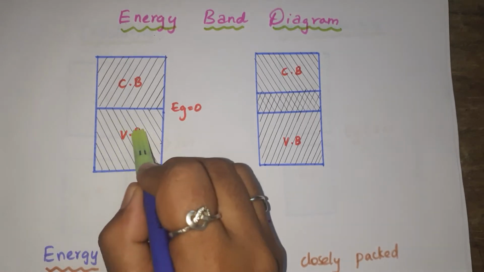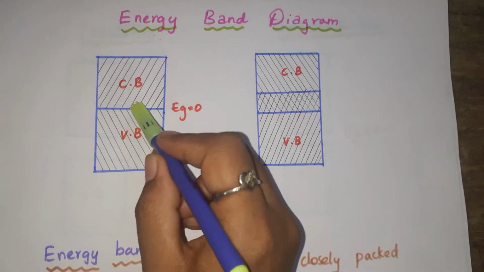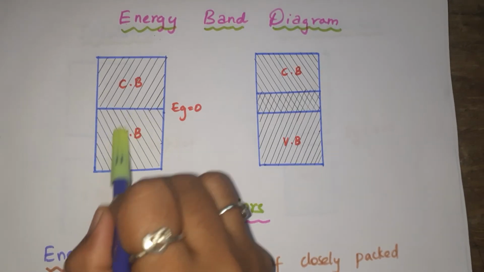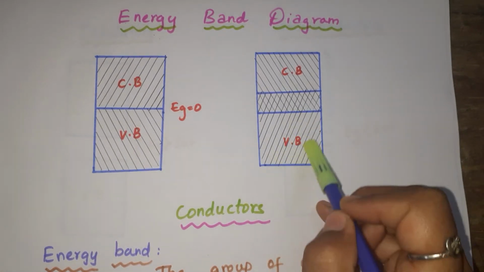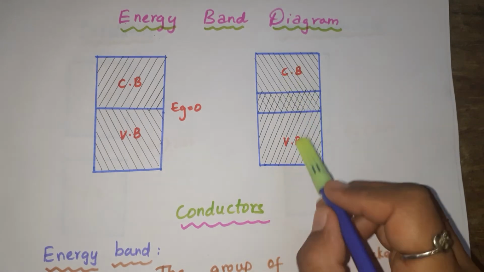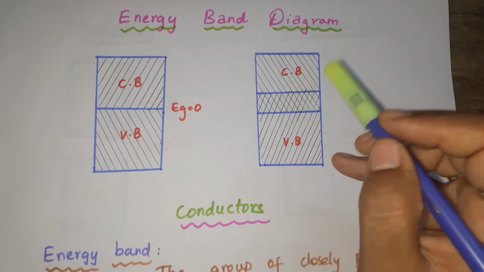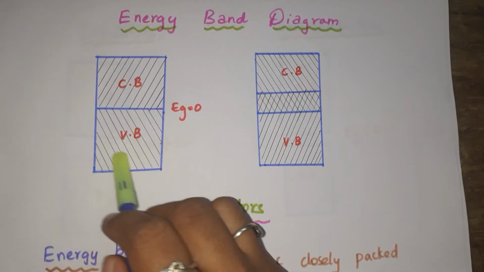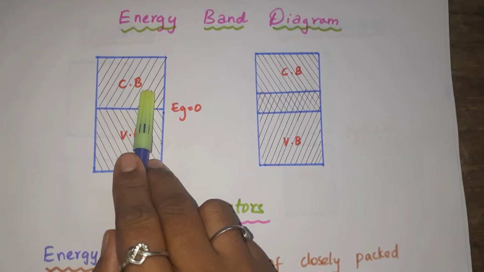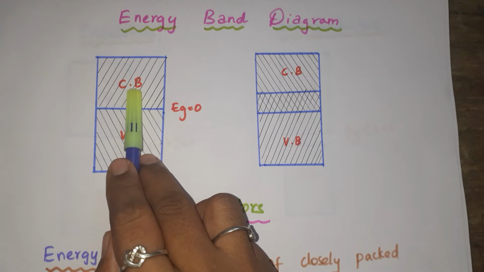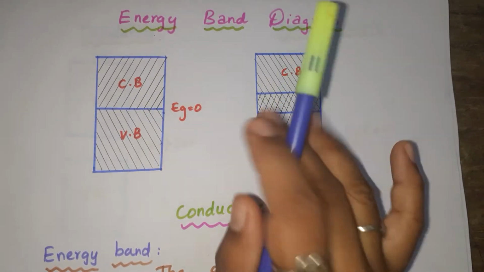The electrons can easily flow from the valence band to the conduction band. In the case of conductors, the electrons can flow very easily to the conduction band. There are a large number of electrons in the conduction band even at room temperature.